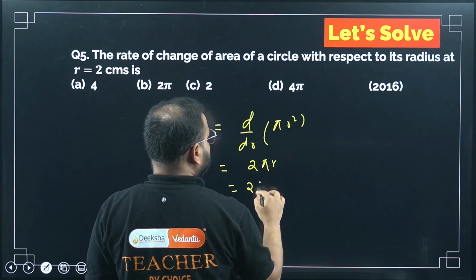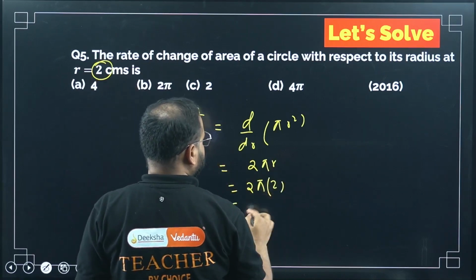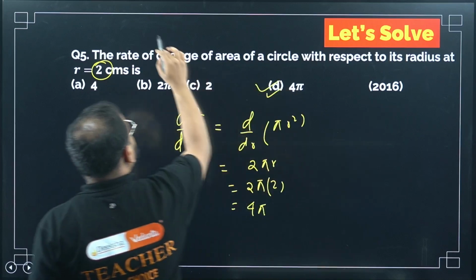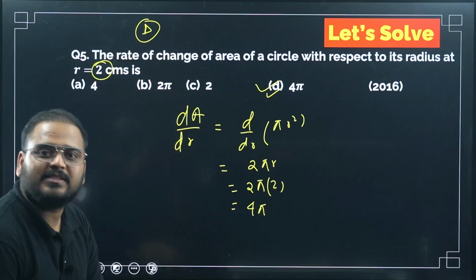What is my 2? 2 is as it is. Pi is there, r is what? r is 2. So put here 2. How much is the answer? 4 pi. 2016 they have asked. Option number D. Option D. Okay. Very, very simple problem.